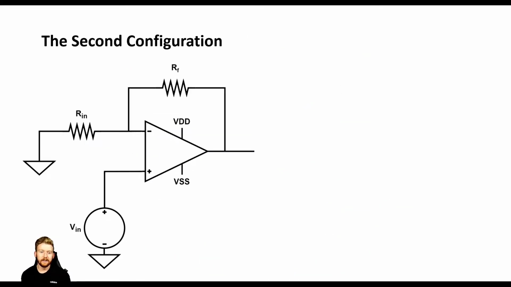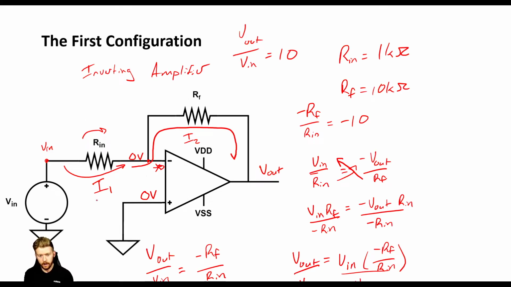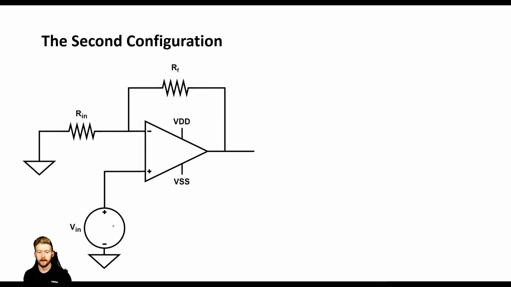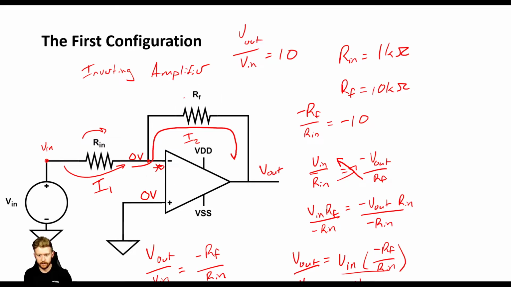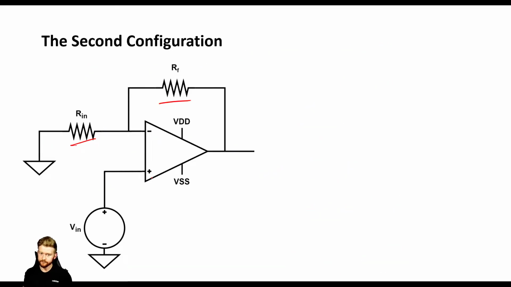Now, let's look at a little bit of a different configuration. So this first configuration, we started off with this input going into our negative terminal, right? And we didn't have anything on our positive. We just had our positive as 0 volts. Now we have our input going into our positive terminal. We still have this Rn and we have this Rf. So it looks very similar. The only difference is that our input is now going to our positive.